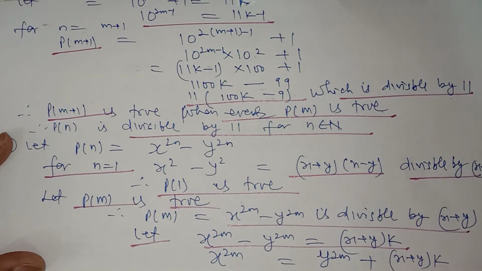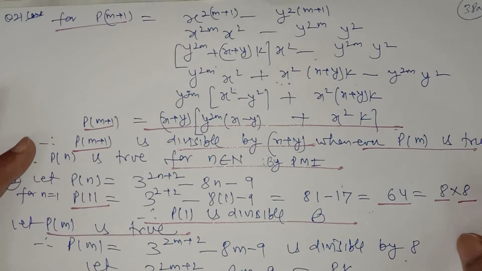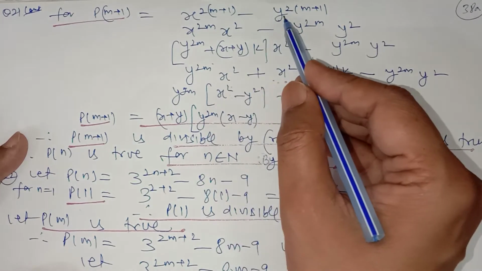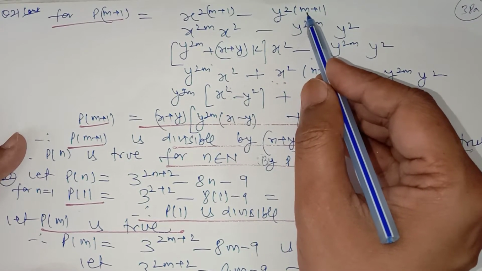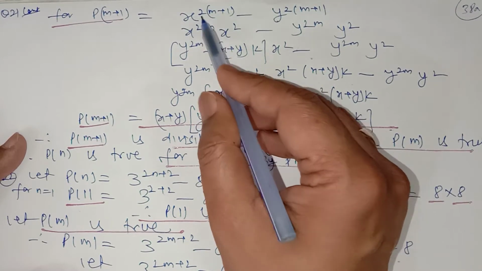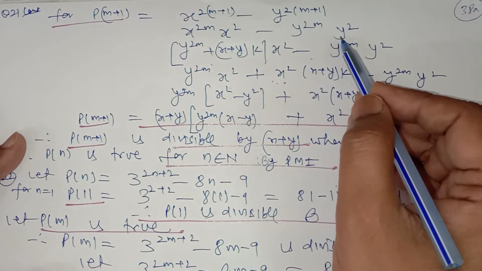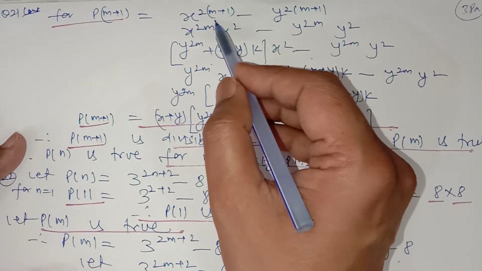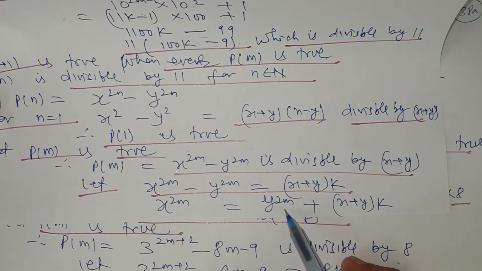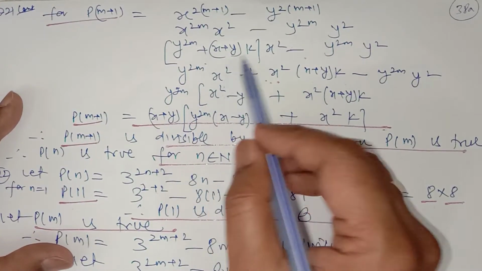Now I will prove that it is divisible by x plus y for n equal to m plus 1. So for Pm plus 1, x raised to power 2m plus 2 minus y raised to power 2m plus 2, replacing n by m plus 1. Now arrange it: x raised to power 2m into x square minus y raised to power 2m into y square. Now we know the value of x raised to power 2m, which is y raised to power 2m plus (x plus y)k. Replace it here for x raised to power 2m. Open the bracket.